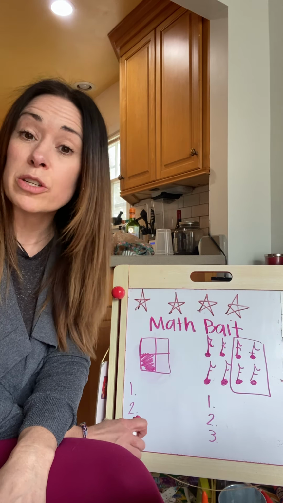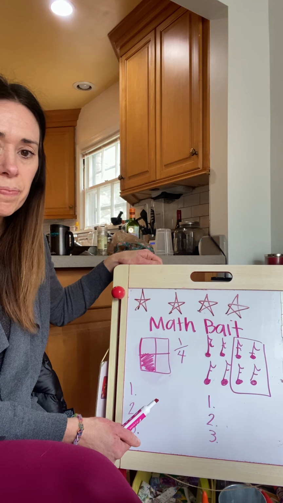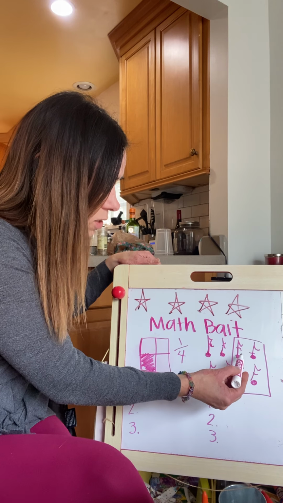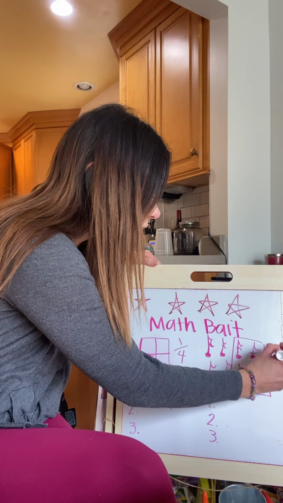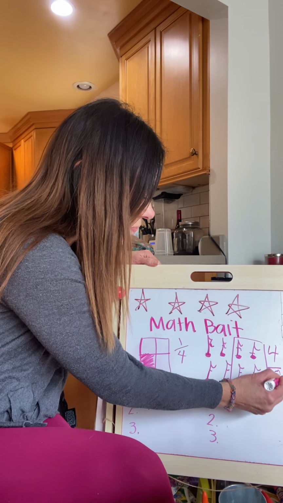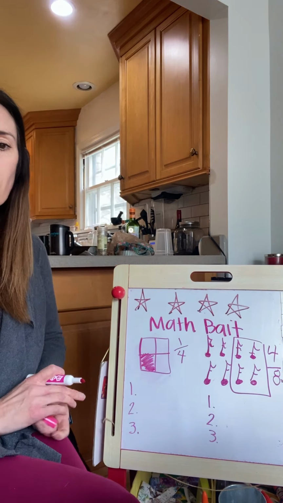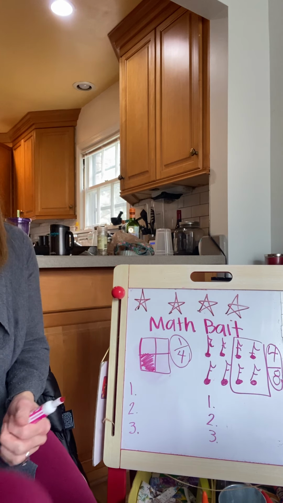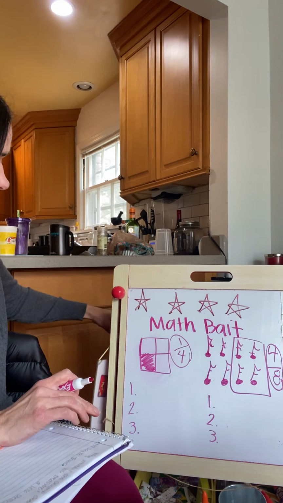So the first thing that you're asked is to label the fractions. So this fraction here is 1/4 because you have 4 equal pieces with 1 shaded, okay? This fraction here is going to be 1, 2, 3, 4, 4/8. So number 1 on your math bait, you should have written 1/4 and 4/8. Those are going to be your 2 fractions that you're working with today, okay?